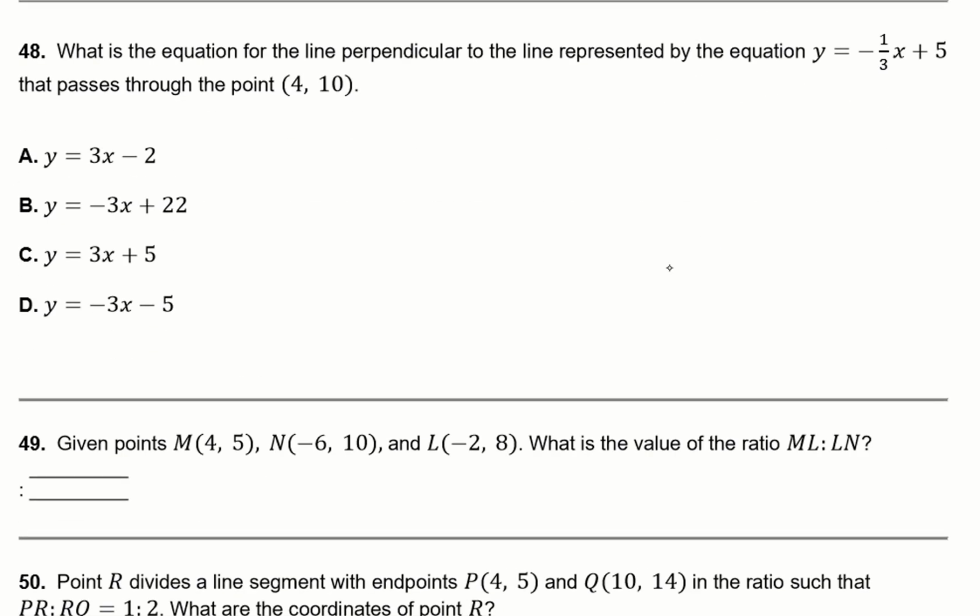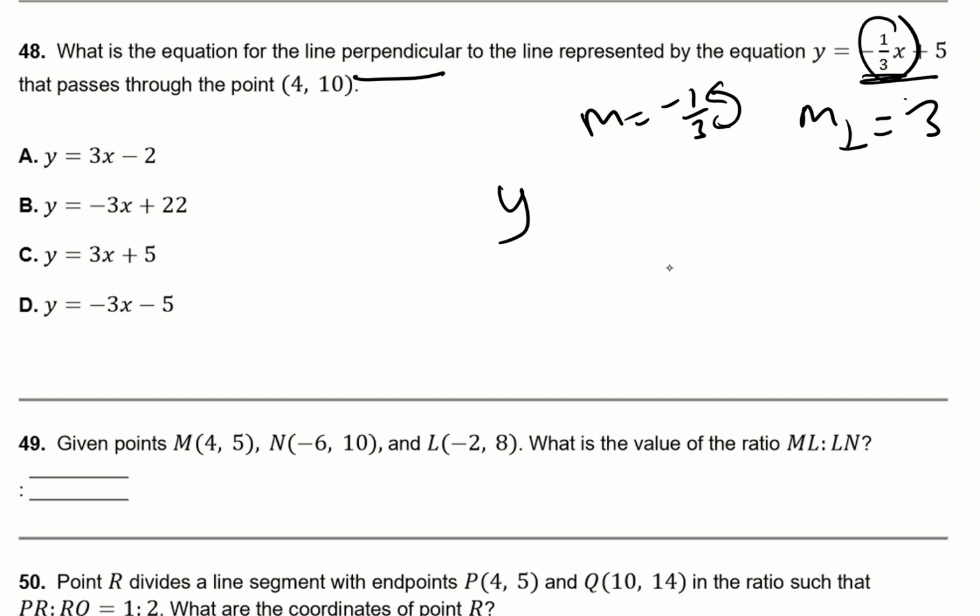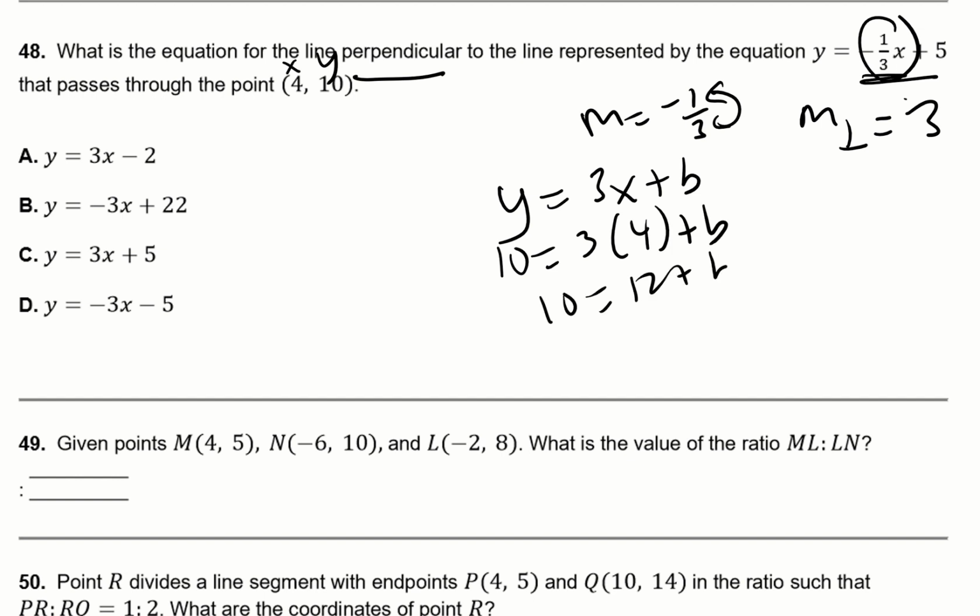What is the equation of the line perpendicular to the line presented by this equation? So the slope is negative 1/3, and then we'll do the perpendicular. So we'll flip it and change it to positive. So it's going to be 3/1 or just 3. We got our x and a y. So we got y equals 3x plus b. Y is 10, x is 4. We get 10 equals 12 plus b. Subtract 12 on both sides. So b equals negative 2. Then we can replace this with negative 2.